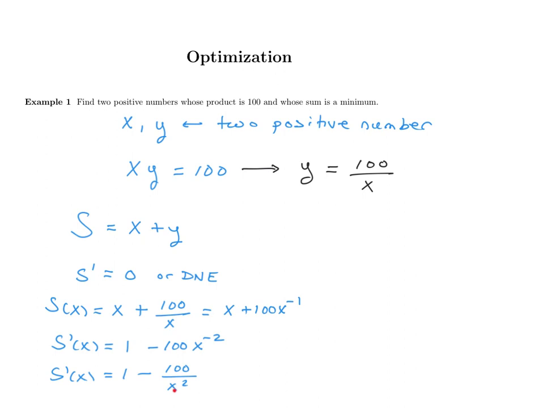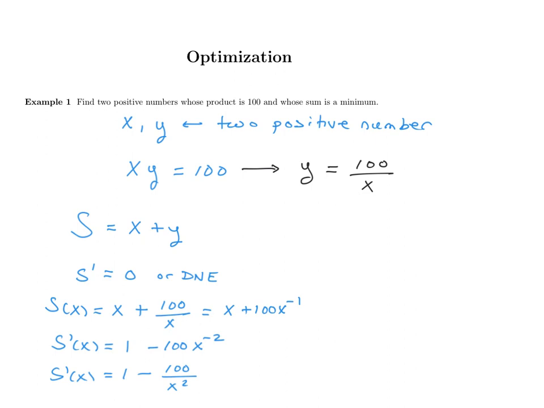Now, x equals 0 is a place where the derivative is undefined, but we're looking for two positive numbers, meaning 0 couldn't be a solution. Even though 0 does make the derivative undefined, that's a place where we have a critical number, we're not going to include it because we could never actually use 0.